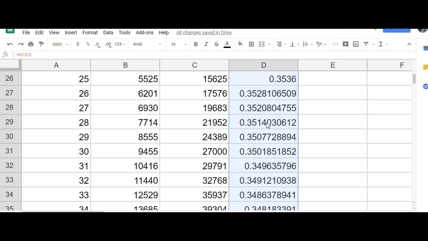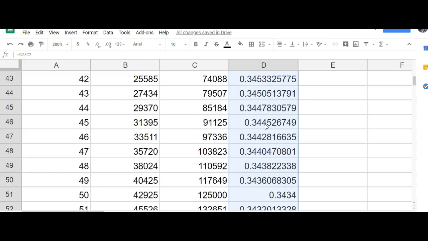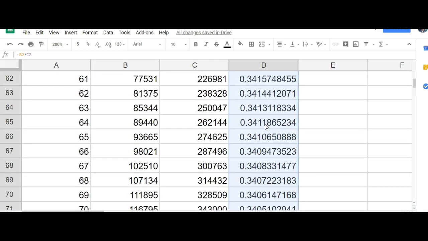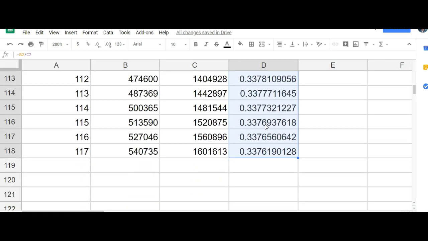Or actually, less than 100th, so less than 1%. The ratio is dropping very slowly now as we get into the 70, 80, 90, and we're getting really close to 0.33, and we got 0.3376. And if we continued indefinitely, this ratio, guess what it would work out to be? It'd be 0.3333333333. That's what it would work out to be.